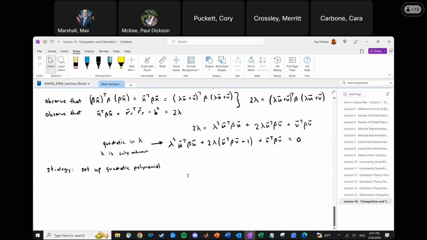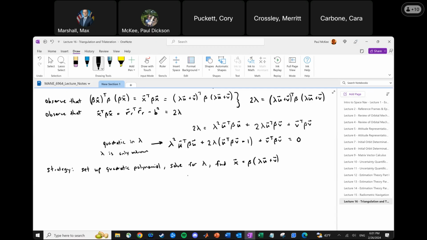Set up this polynomial, solve for lambda, and then we can find our state. And remember that our state is just beta times lambda u plus v. And so there we go. So we've got our state, which is our position and our bias, after we solve this quadratic polynomial in lambda.